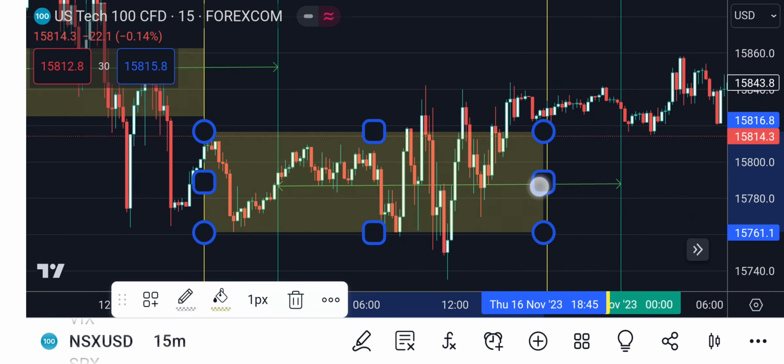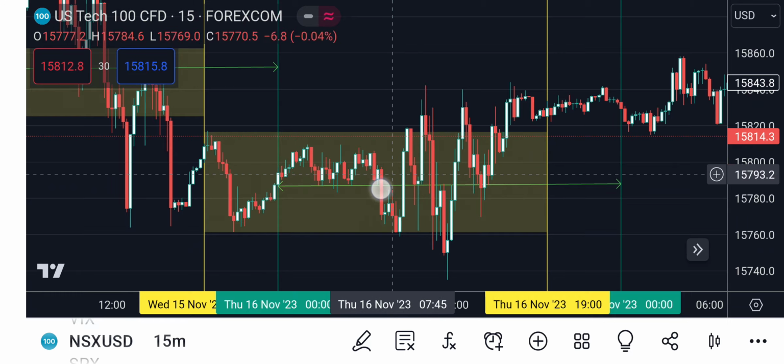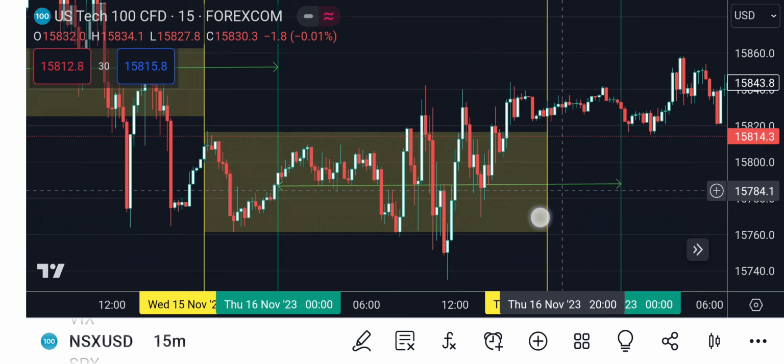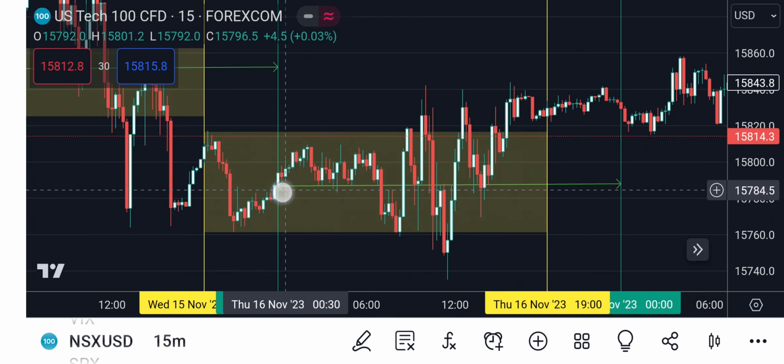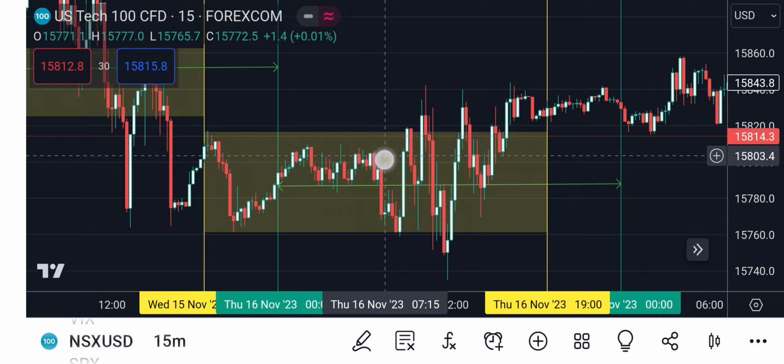So this is Thursday's trading, not Wednesday, I'm sorry. So I want to point something out to you guys. The same thing is happening here, right? So you have the range, yes. And then from the opening, I'm looking at which side of the market is going to break out.